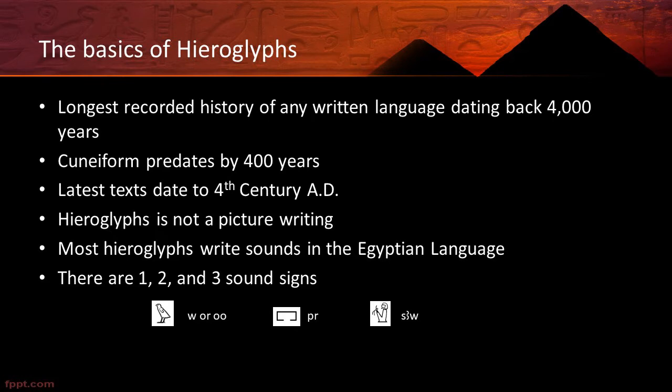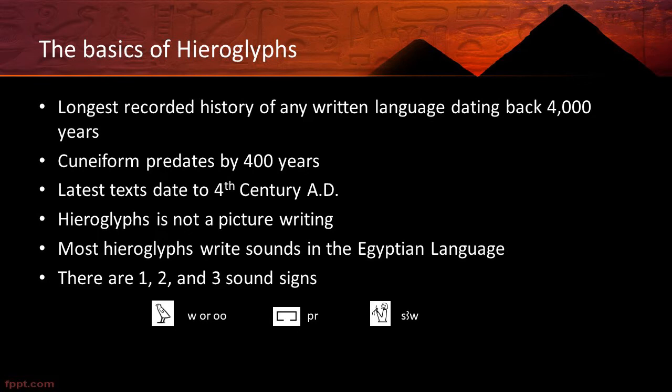All right, some information about the actual hieroglyphs. One thing of note is the Egyptian hieroglyphs has the longest recorded history of any written language, dating back about 4,000 years. That's not to say it's the oldest written language. I actually misspoke earlier in a discussion I was having with somebody. Cuneiform actually does predate it by about 400 years.